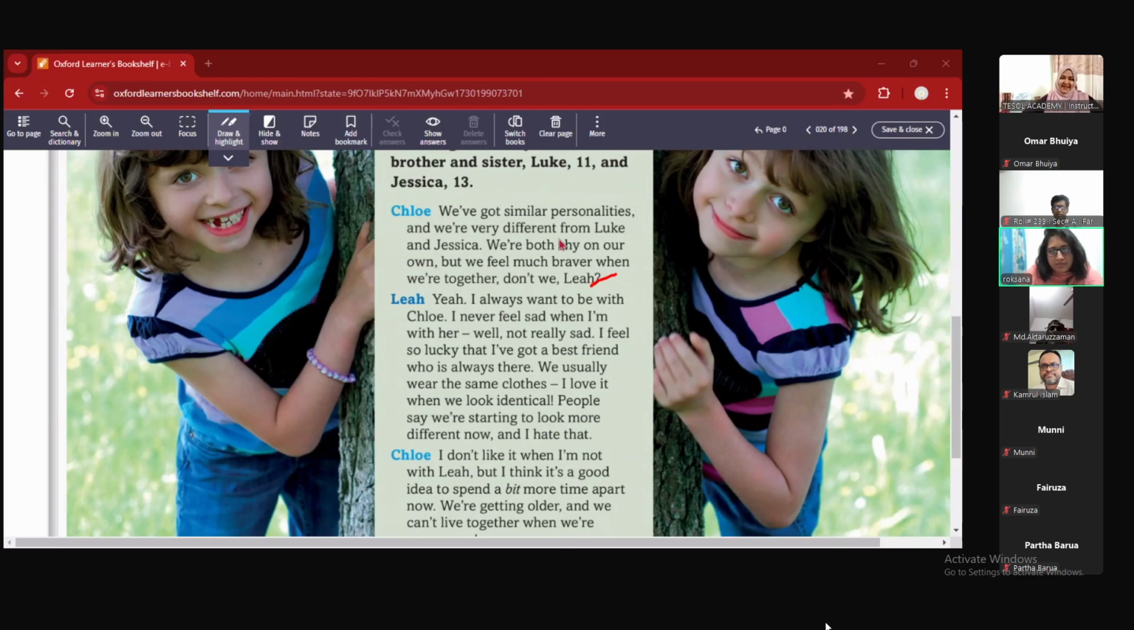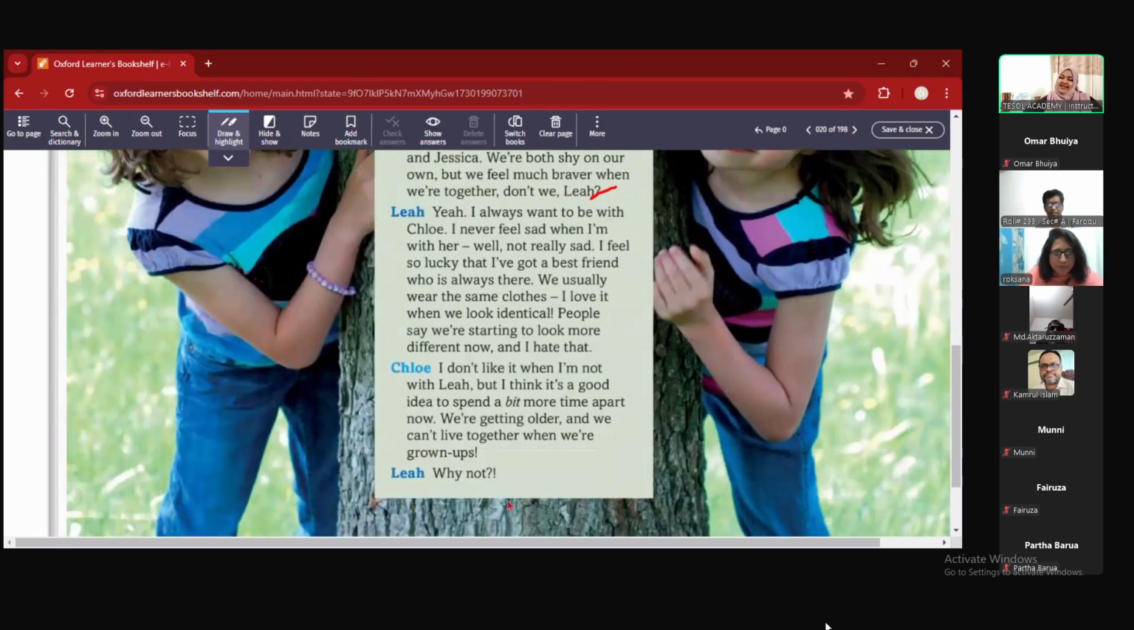Okay, so Leah loves to look the same as her sister, right? Yeah. But now that people are saying that they're growing up and they're looking a bit different from each other, she's not liking that anymore. Yes. Okay, next part about Chloe till the end.